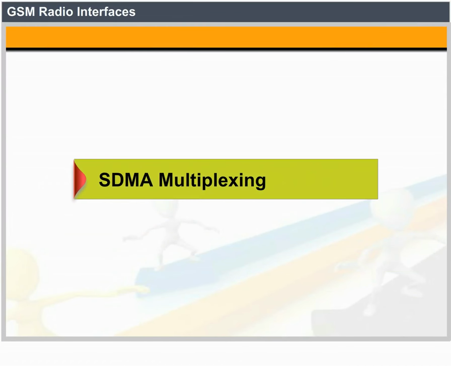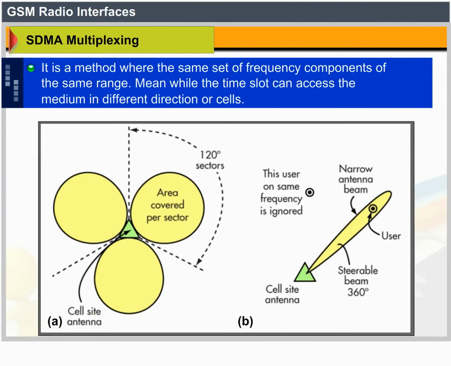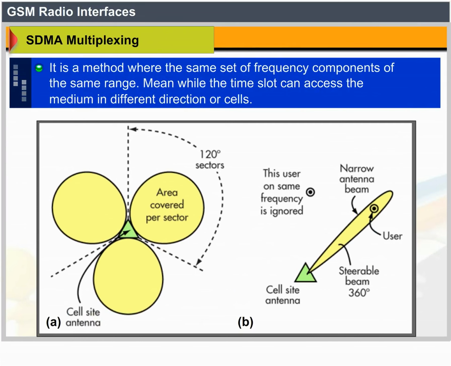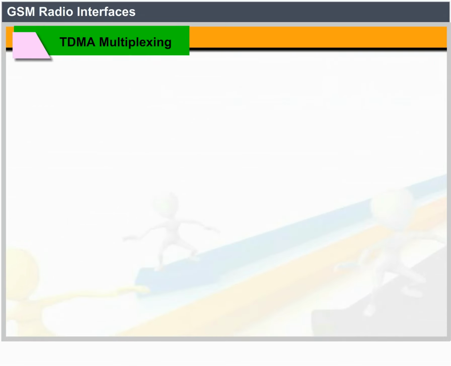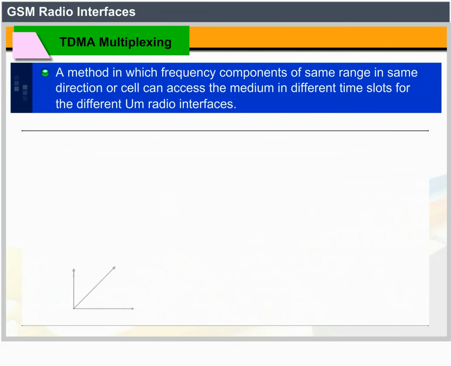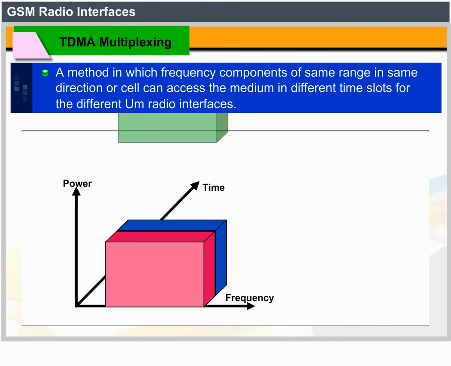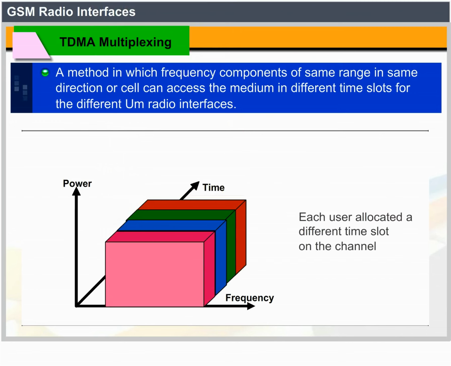SDMA multiplexing is a method in which the same set of frequency components of the same range and at the same time slot can access the medium in different directions or cells. TDMA multiplexing is a method in which frequency components of the same range in the same direction or cell can access the medium in different time slots for the different radio interfaces.